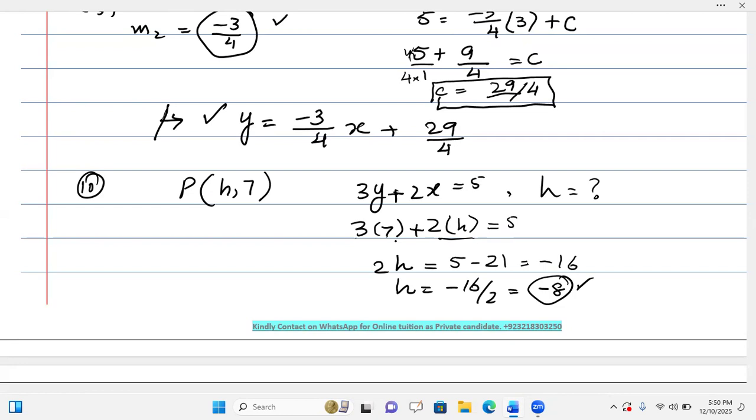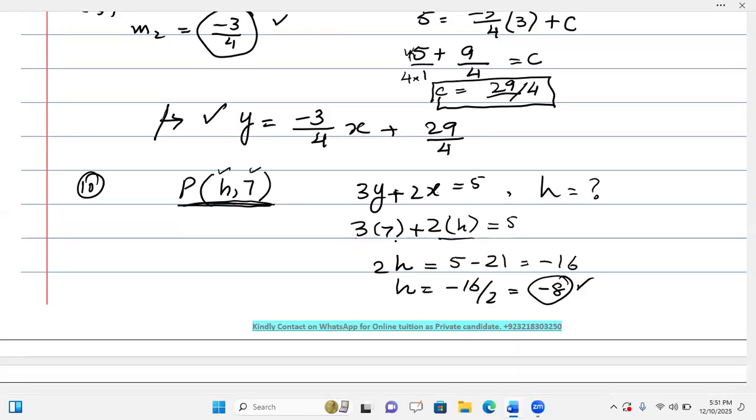And if he has said that point P lies on the line, when you put this value minus 8 in place of h and 7 in place of y, you will get the answer equal to 0. If some point is lying on the line, or lying on the curve or the circle, you will put your x and y. If you get the solution equal to 0, then it means that point is lying on that line or curve.